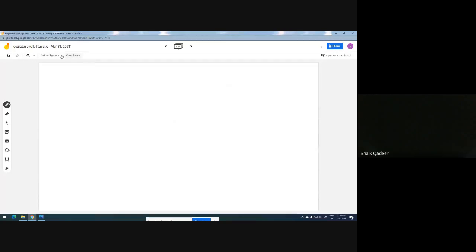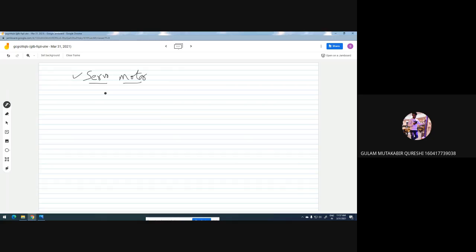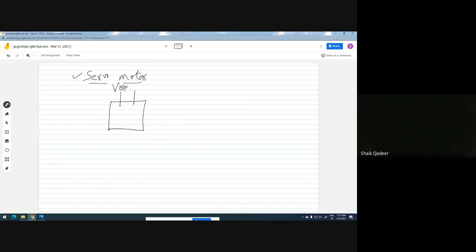Now let us see about the servo motor. A servo motor can be an AC servo motor, or it can be a DC servo motor. That is not very important. But what is important? How is a servo motor different from other motors? That is important. I'm considering a DC servo motor. Apart from the reference voltage and ground applied to the servo motor, there is one more input given to it, and that is called feedback.